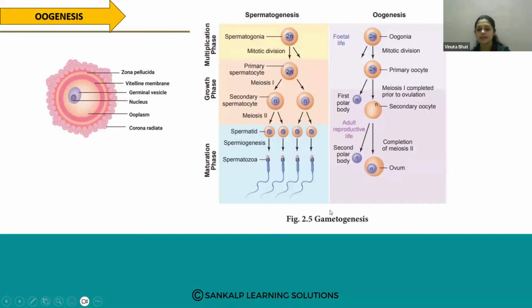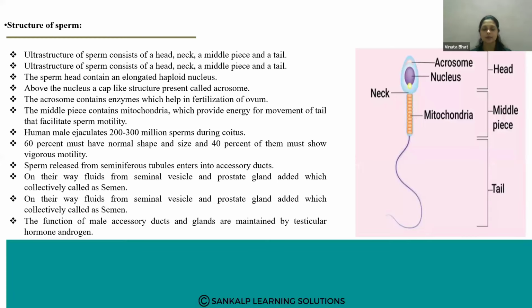So this is the process of spermatogenesis and the structure of the sperm. In the next class, we are going to study oogenesis, how oogenesis takes place, and the menstrual cycle, etc.